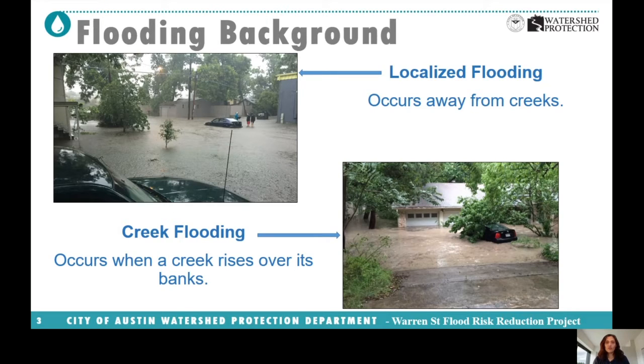The other type of flooding is called localized flooding, as shown in the top left corner picture. This kind of flooding occurs away from the creek. As you can see in the picture, this area is miles away from any kind of channel or creek. The main reason for this kind of flooding is inadequate or lack of a storm drain system to convey the runoff after a storm to the creek. And this is the kind of flooding we are seeing in the Warren Street area.